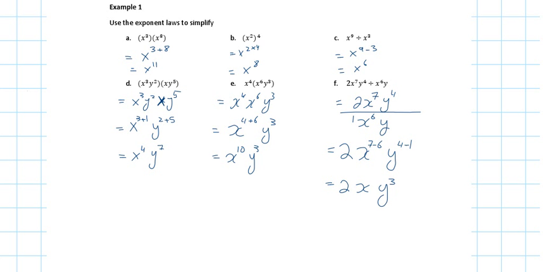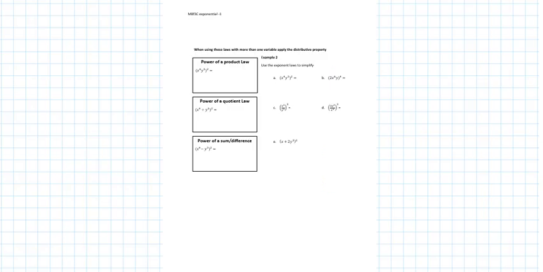Which one do you have the most trouble with? E and F. It's going to get a little harder. All right. So let's move to the next part.